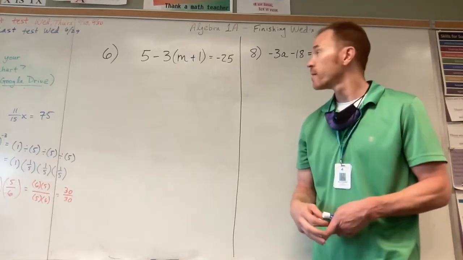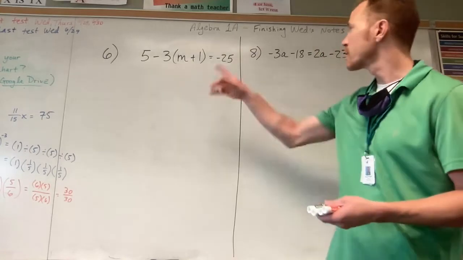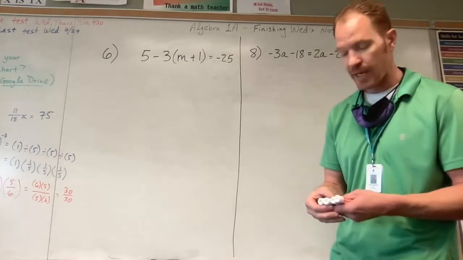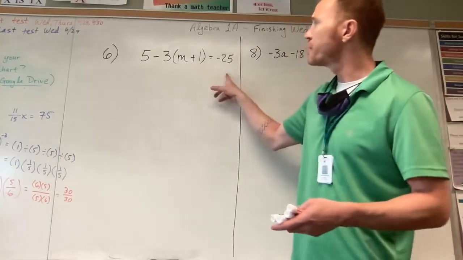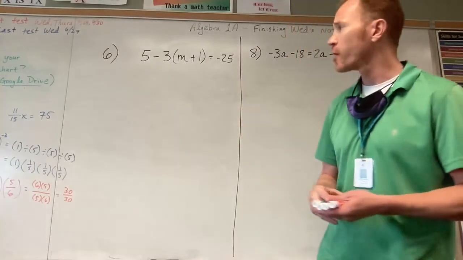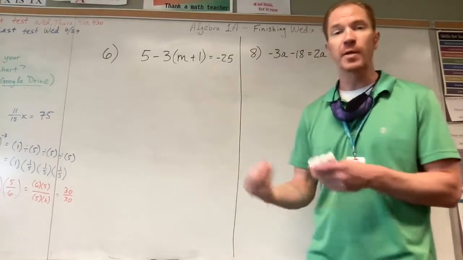All right, Algebra 1A folks, we're going to finish the notes from yesterday. We're going to do number 6 and number 8 from our notes that we didn't have time for in class. So number 6, here's our equation. We're supposed to solve the equation for the variable. Remember, that means get m equal to a number or a number equal to m.